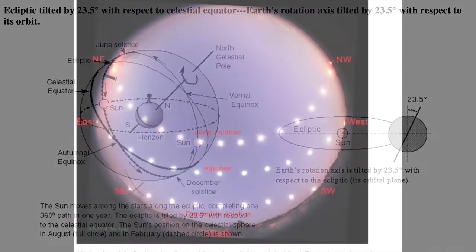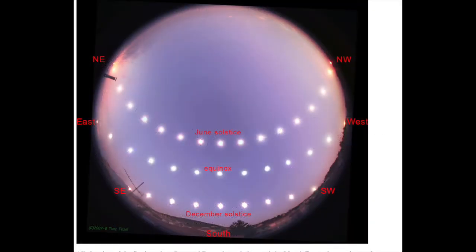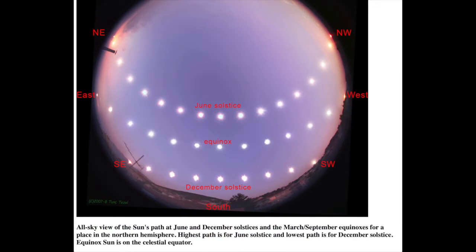This last picture is an all-sky view of the Sun's path at the solstices and the equinoxes. Note that the Sun's path on other days of the year will be somewhere between the two solstice arcs. For us in the northern hemisphere, the June solstice daily path is the absolute highest the Sun gets, and the December solstice daily path is the absolute lowest the Sun gets. On the rest of the days of the year, it follows an arc that is in between the solstice extremes.